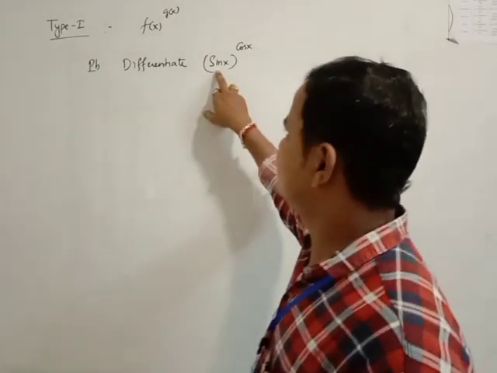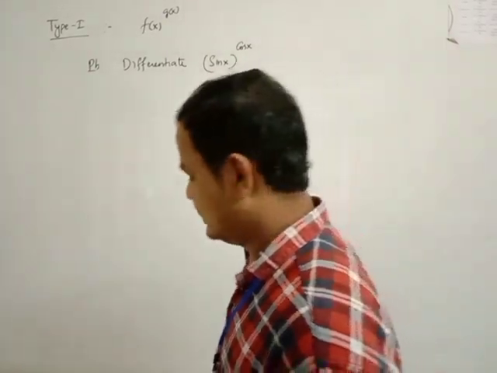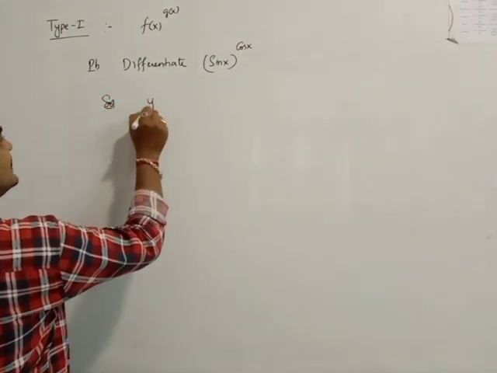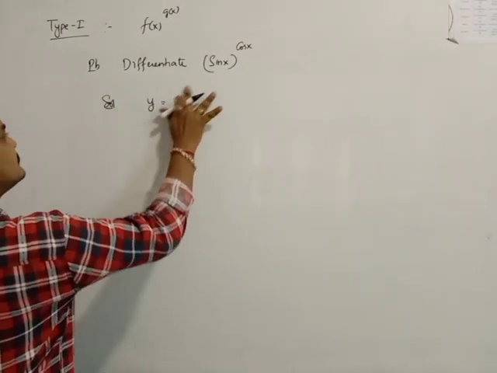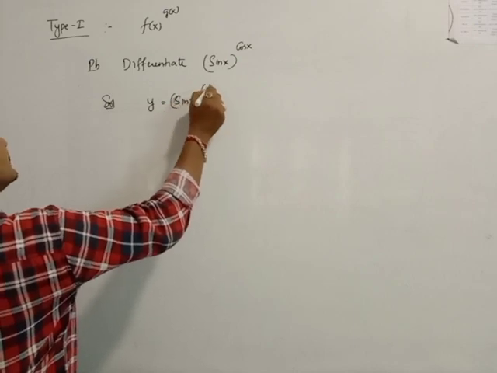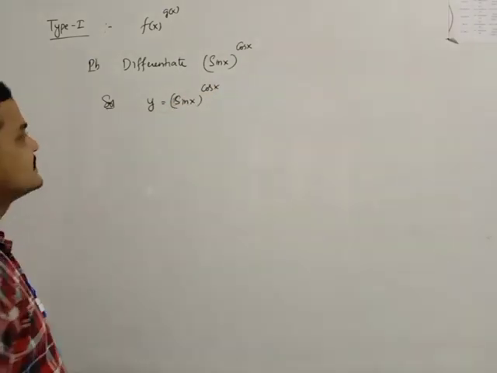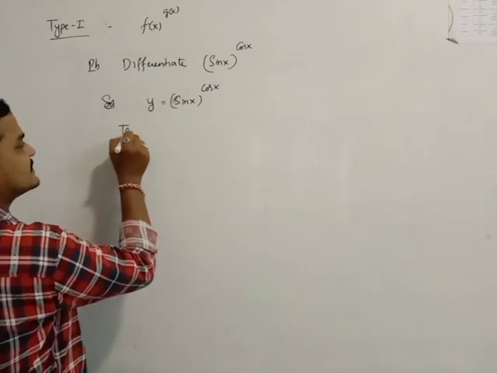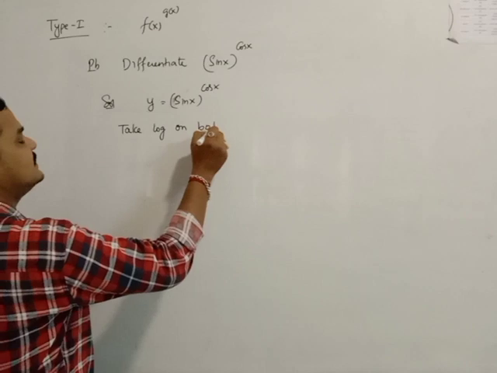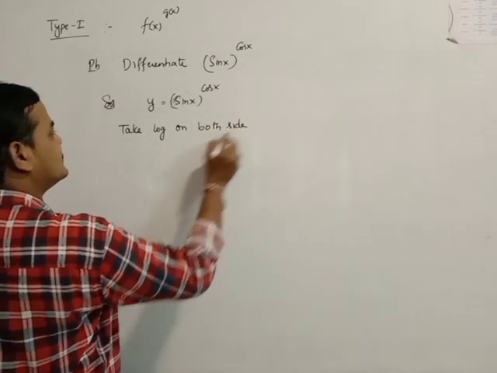Here the first function is sin x and the second function is cos x. Generally in every problem, take it as y. Let y is equal to sin x to the power of cos x. So function to the power of function means what? In the previous class we discussed taking logarithm on both sides. Take the log on both sides.